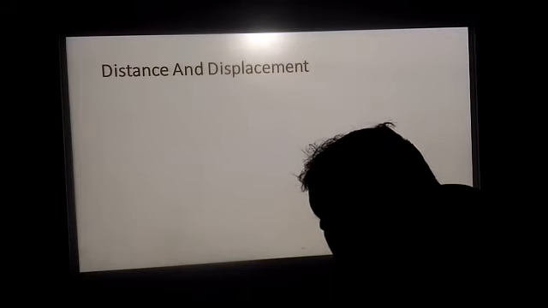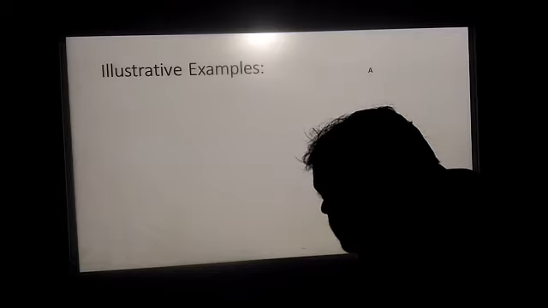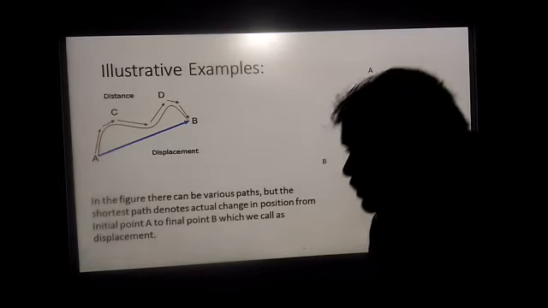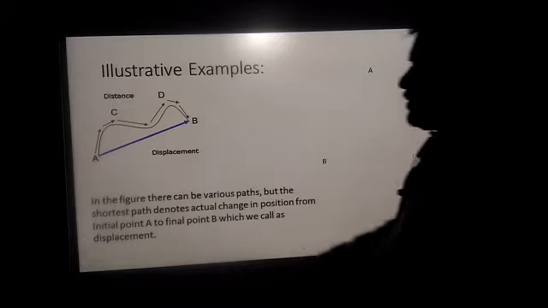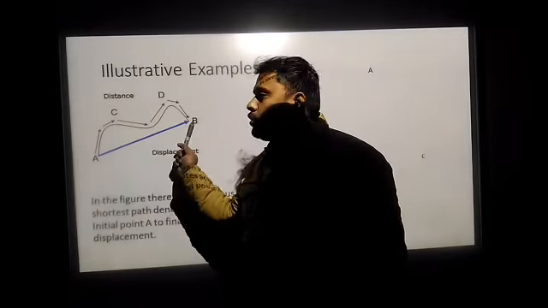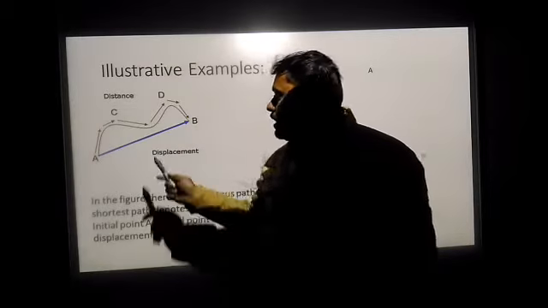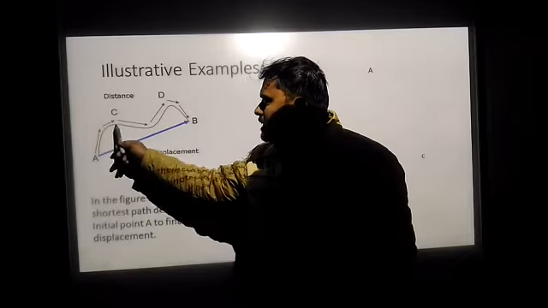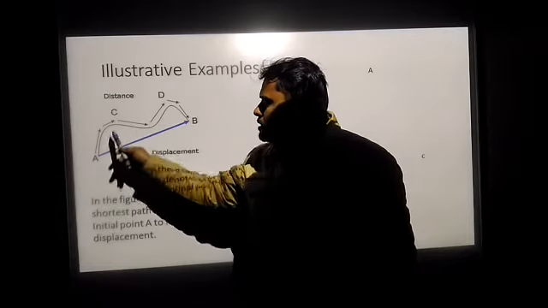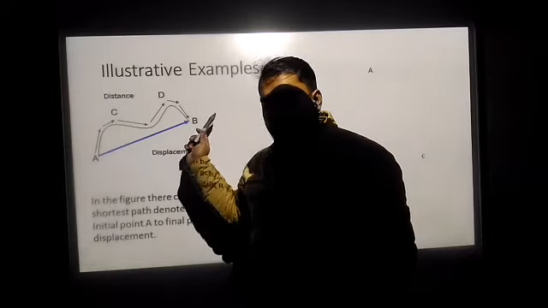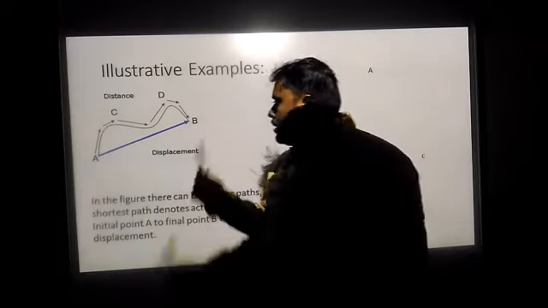Okay. Now let's take some example of distance and displacement. Just focus here. Here I have taken a point A and this is the point B. I have to reach from point A to point B. I can take two paths. Either I can go directly straight to point B, or I can take a zigzag motion path, this one, C and D. Via C and D I am going from A to B.